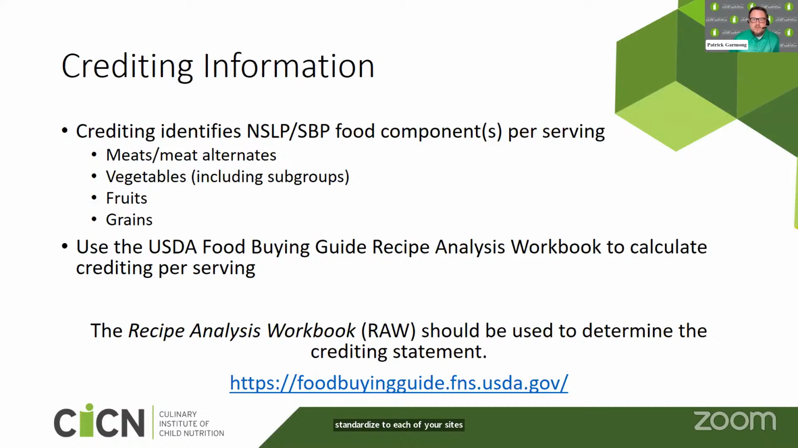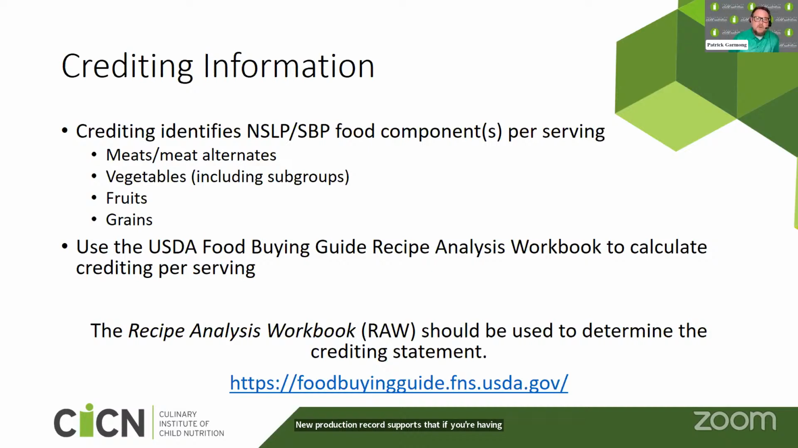Our crediting information is one of the most important parts on our recipes, so that when we're getting administrative reviews or technical assistance, it can easily be identified. Is this meeting meal pattern? And it also correlates over to your production records. So being able to look at a recipe, say this credits as X, Y, and Z, and your production record supports that.